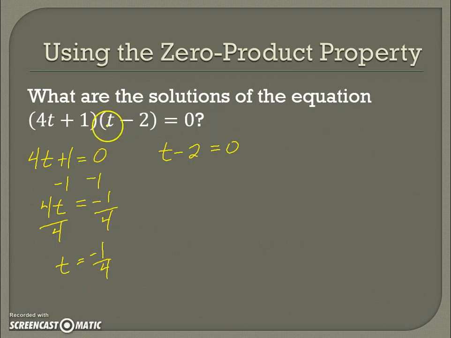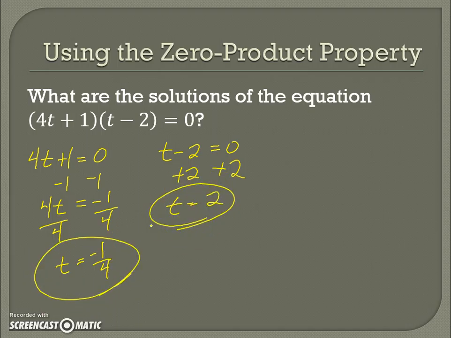So negative 1/4 in here doesn't make this 0, but it does make that 0. That's what we're looking for on this. So go ahead and add 2 to both sides. t equals 2. So the solutions here are t equals negative 1/4 or t equals 2. Either one of those will make it true.